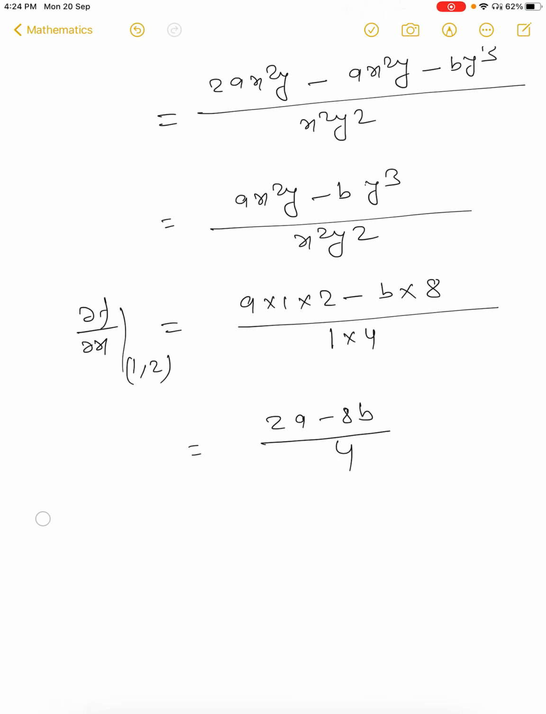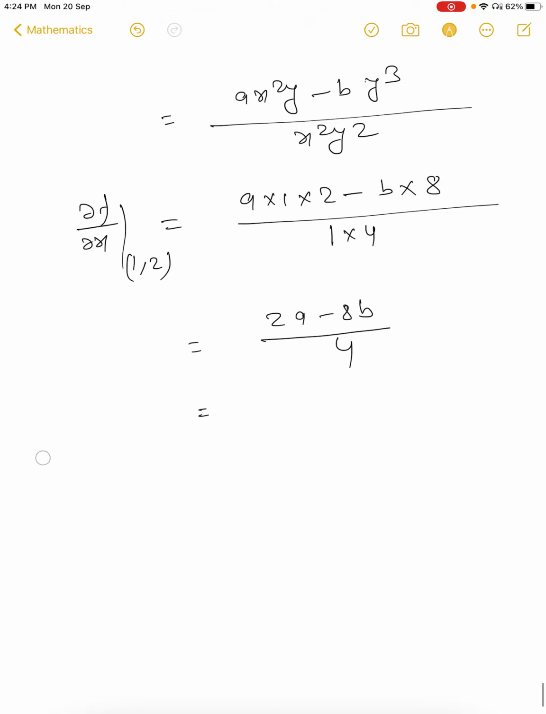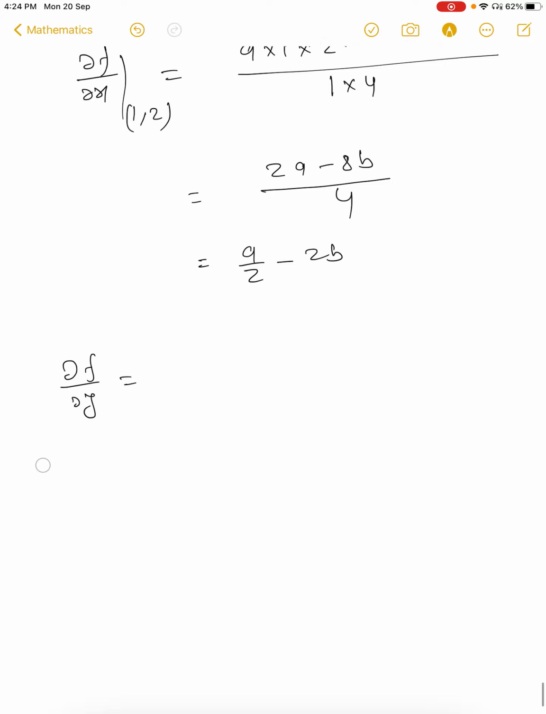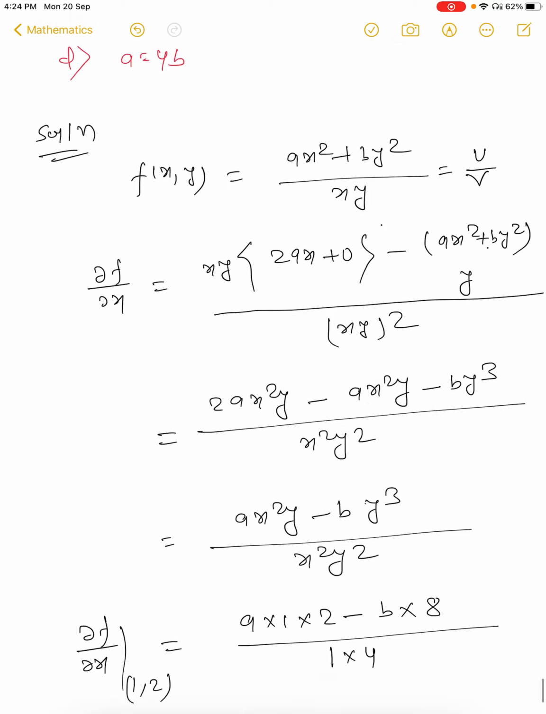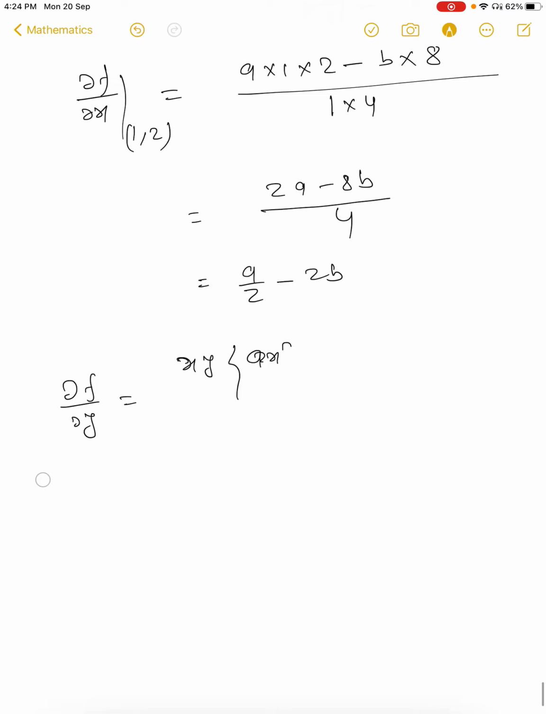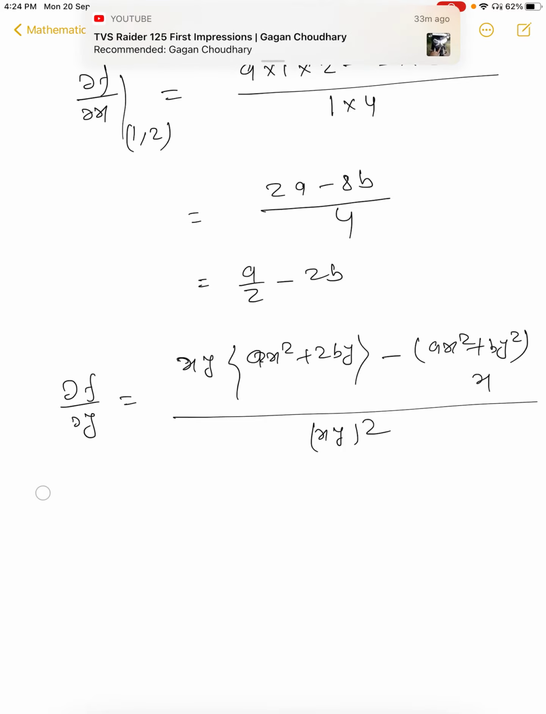So we can say that it is a by 2 minus 2b. Now find out del f upon del y. Del f upon del y will be: ax square plus 2by minus ax square plus by square, and here x upon xy square.